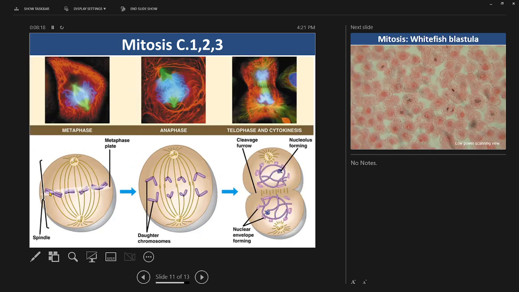Then during metaphase, they line up and are attached by these spindle fibers. The spindle fibers then pull the chromosomes apart. And in anaphase, one copy goes to one end of the cell. The other copy goes to the other end of the cell. And the movement of the chromosomes is part of anaphase. Then we get into telophase, where the chromosomes stop moving. A nucleus can form, and the cell then starts to form a cleavage furrow, and it divides through cytokinesis. And then we end up with two identical cells.